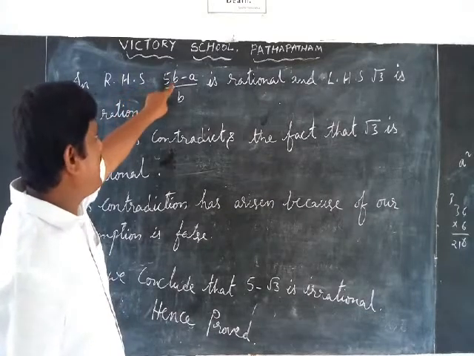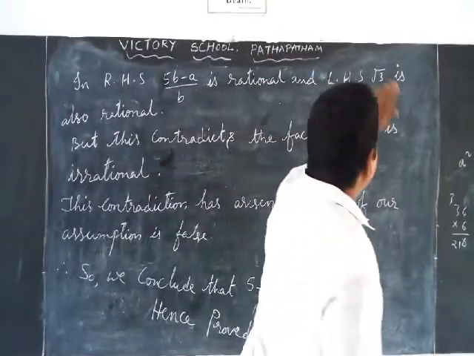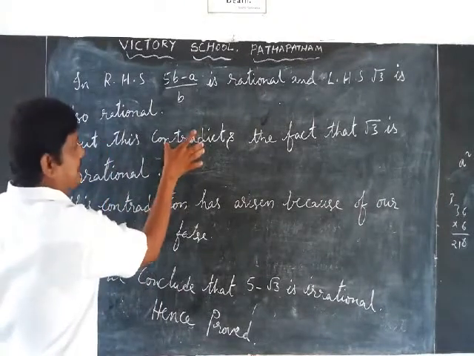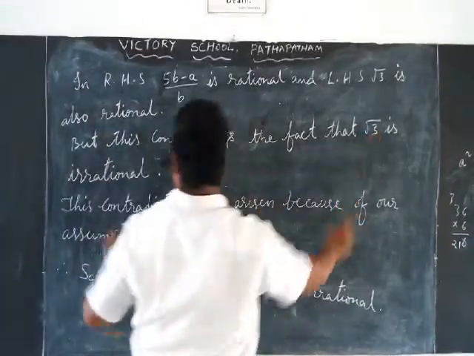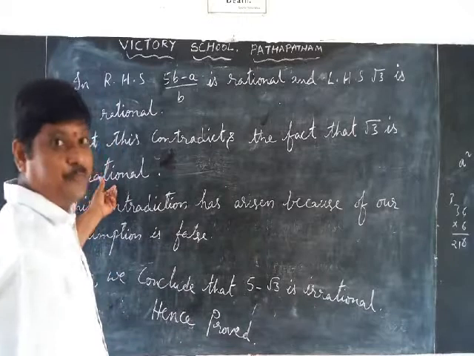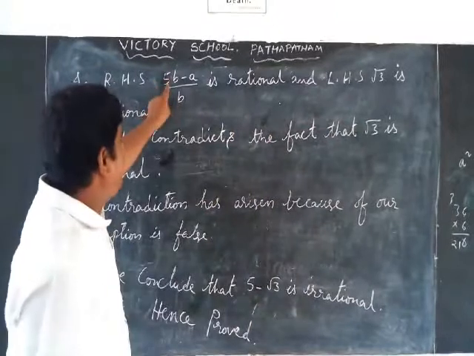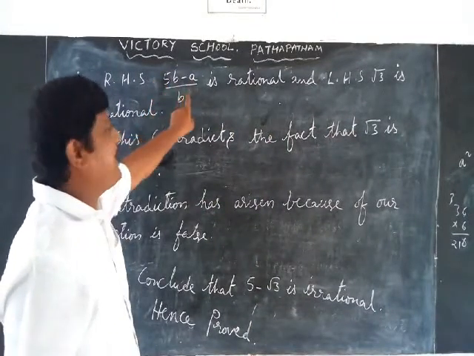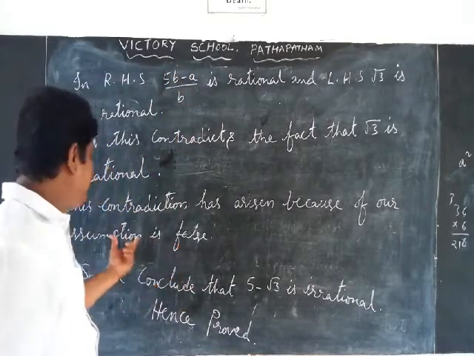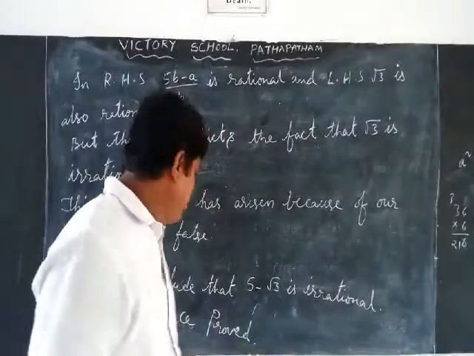Once again, the RHS. What is that RHS? 5b minus a by b is rational. At the same time, root 3 is also rational. But what is the contradiction? Root 3 is irrational. We know that root 2, root 3, root 5, root 7, these all are irrational. When root 3 is irrational, automatically what happens? 5b minus a by b is also irrational. When it is irrational, automatically our assumption is false. We conclude that 5 minus root 3 is an irrational number. Hence, proved.